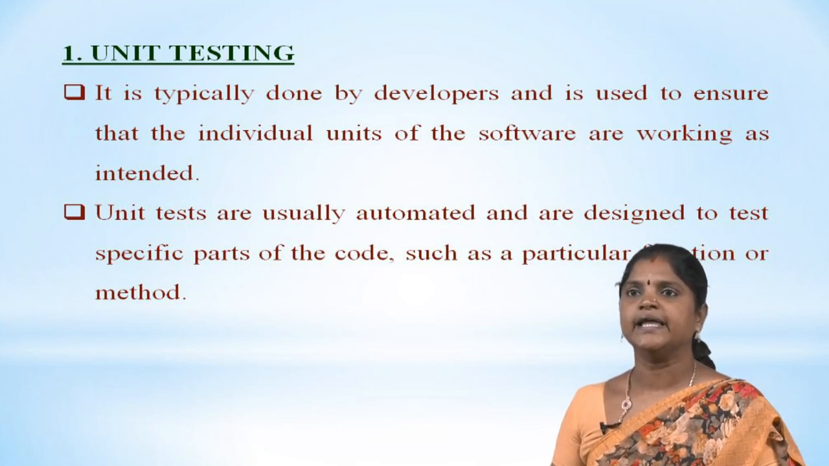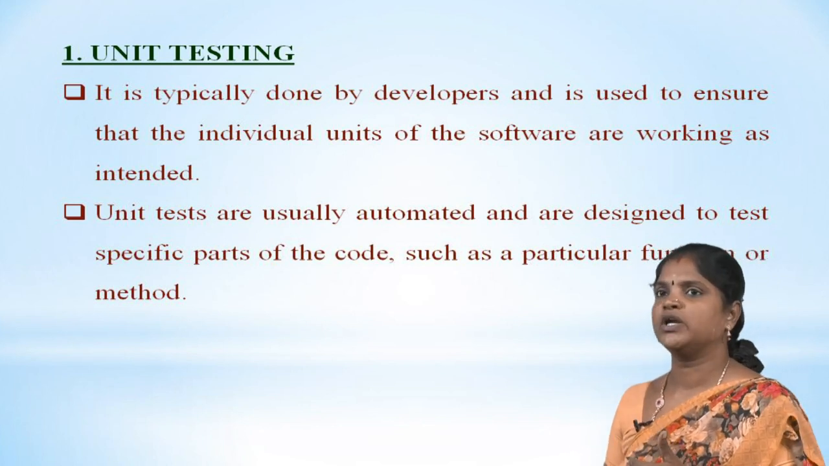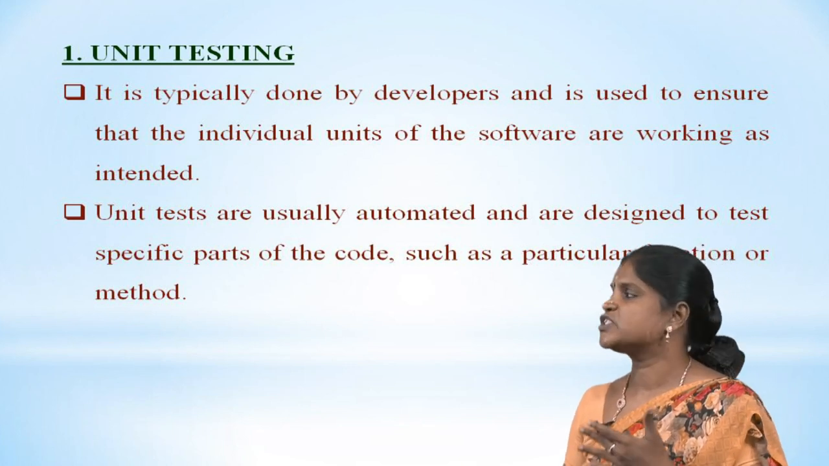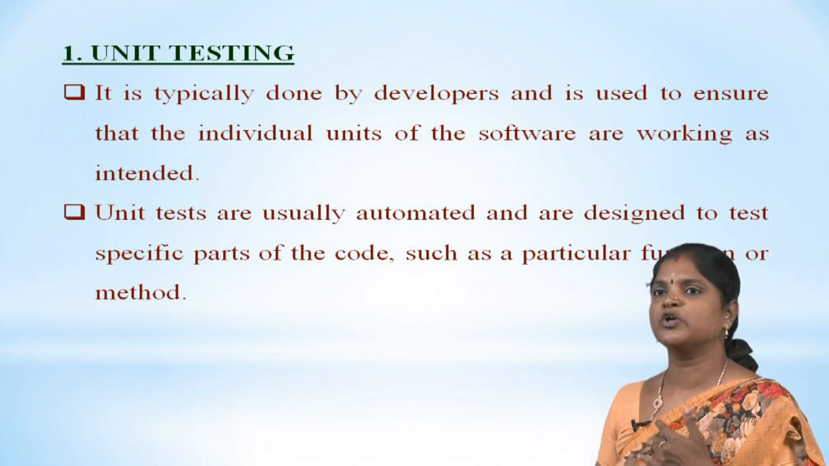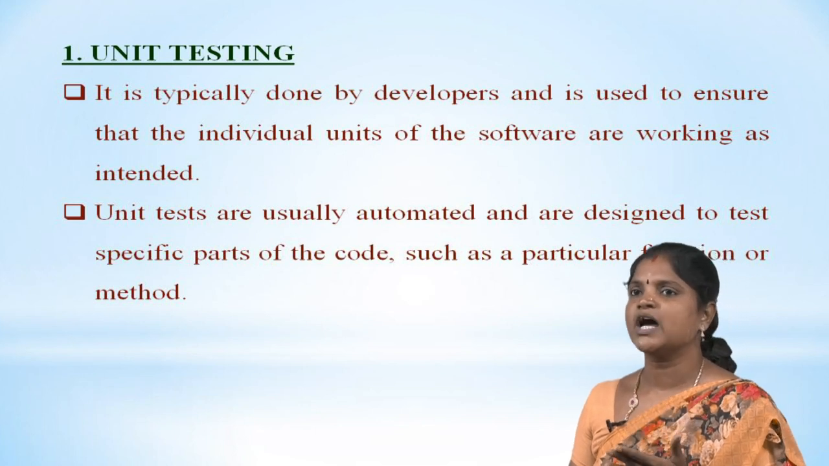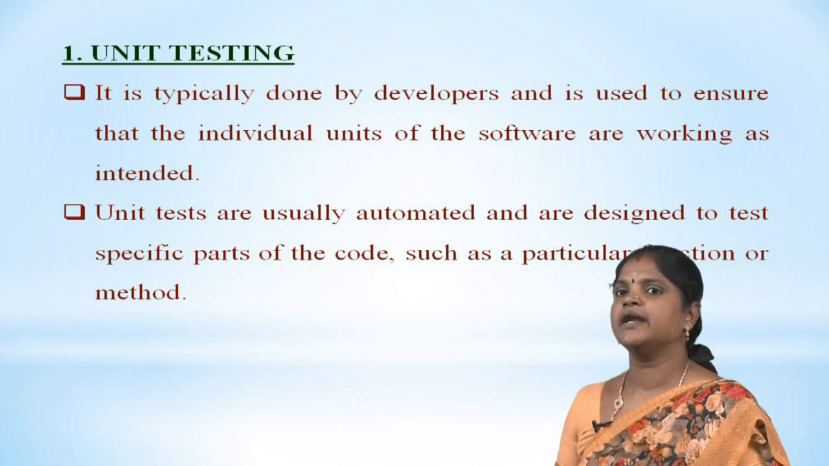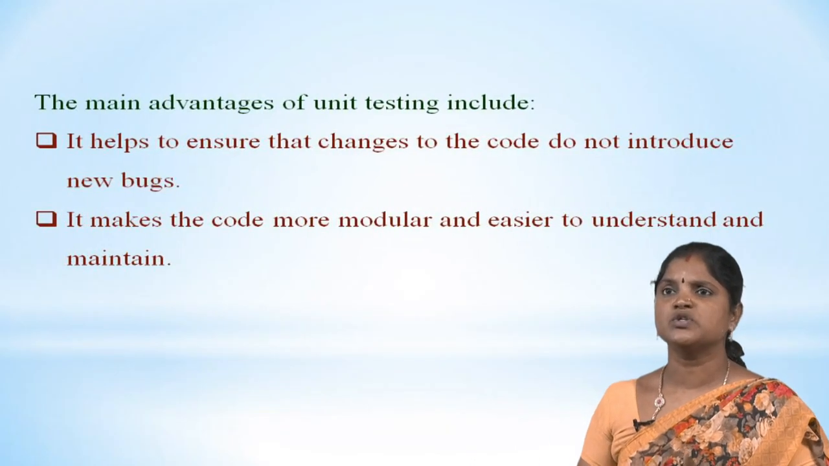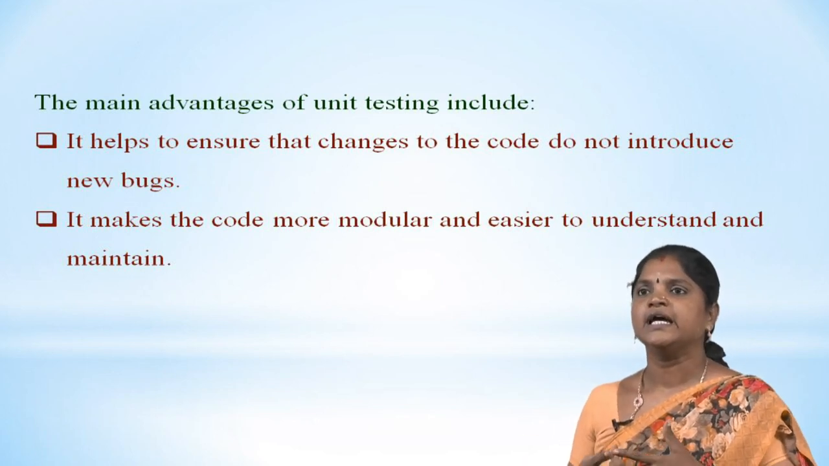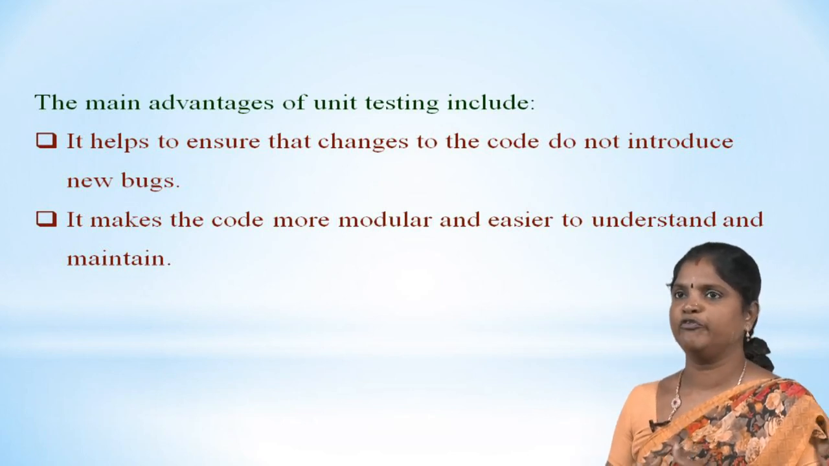It is typically done by developers and it is used to ensure that the individual units of software are working as intended. They are usually automated and designed to test specific parts of the code, such as a particular function or method. It is done at the lowest level of the software development process, where units of code are tested in isolation. The main advantage of unit testing is that it helps to identify errors in the development process early, before they become more difficult and expensive to fix.